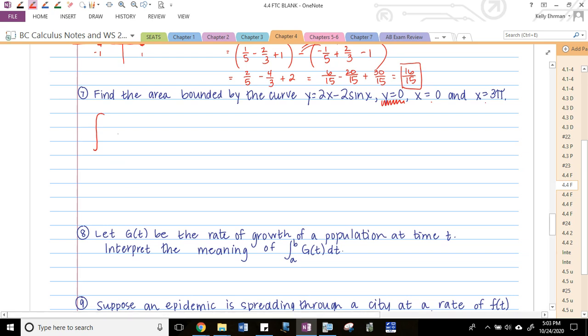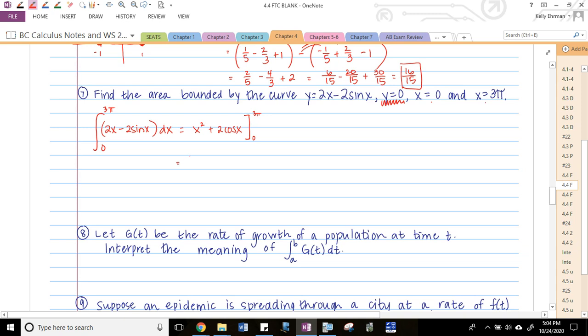Got it. Okay, so from 0 to 3 pi, 2x minus 2 sine x dx. 2x squared over 2 just becomes x squared. And then the integral of negative sine is cosine, right? So we're going to get plus 2 cosine x. And we're evaluating that from 0 to 3 pi.